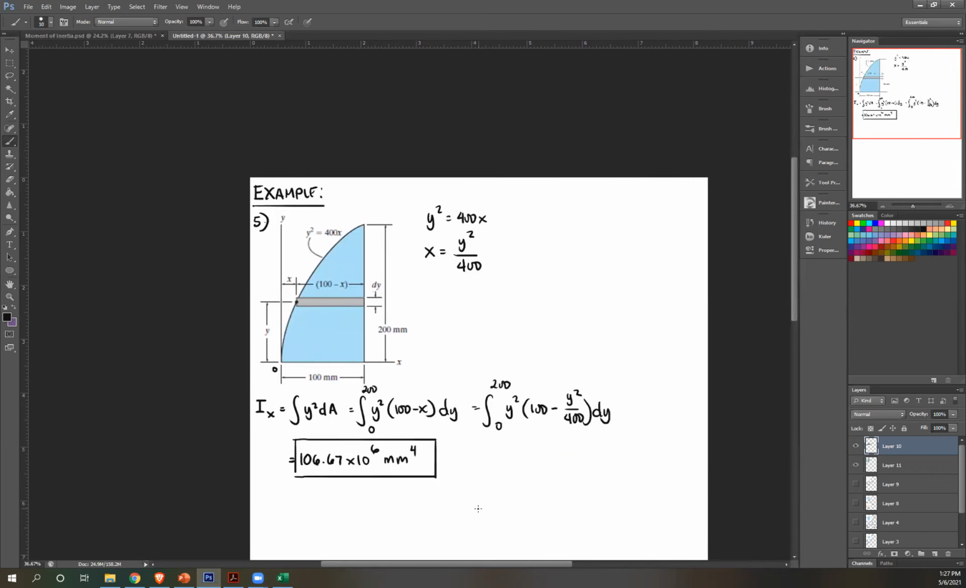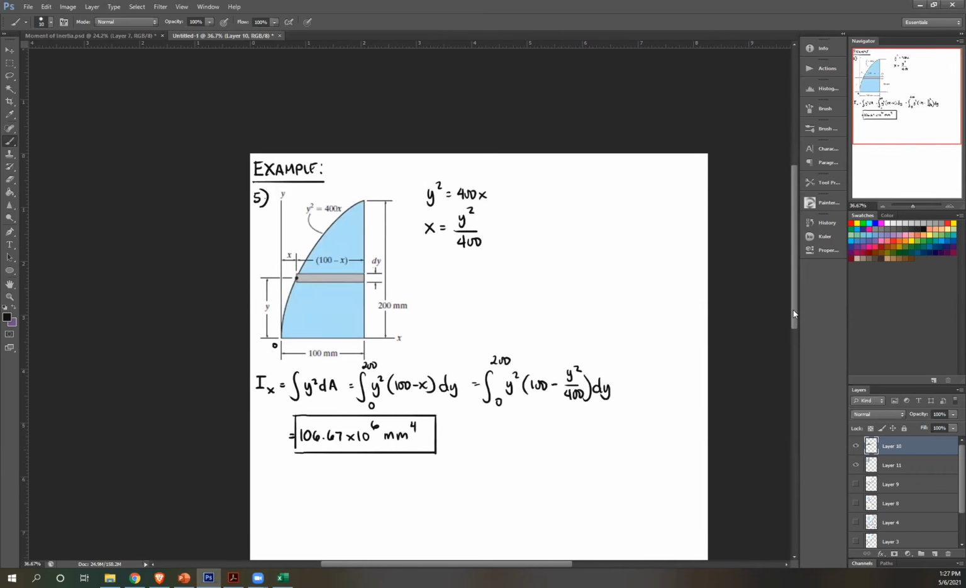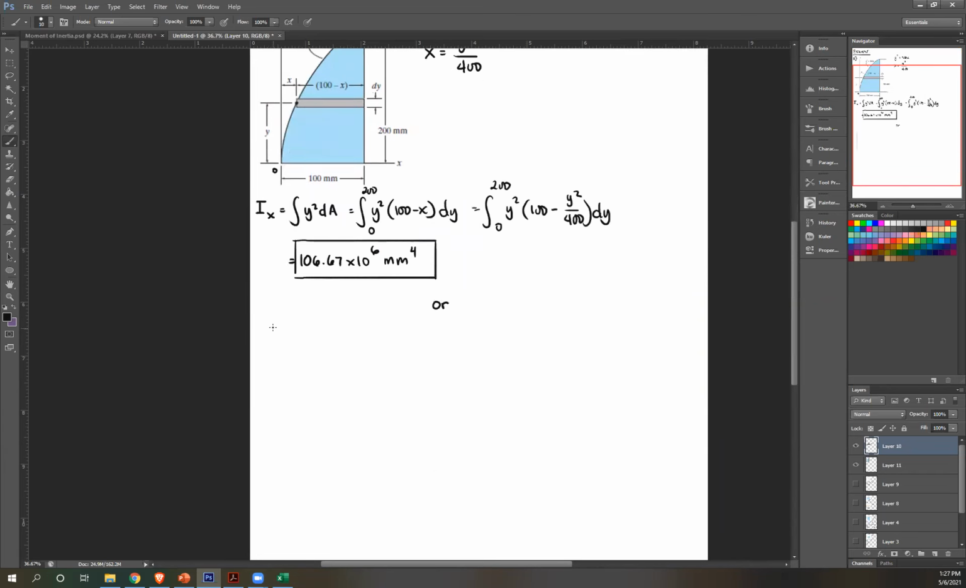Now there's another way to solve for this, and I'm just going to show you. And that is, instead of taking a horizontal element, I'm going to take a vertical element. So what's going to happen if I do that? Well, you'll find out that it gives me a more complicated solution. Okay.